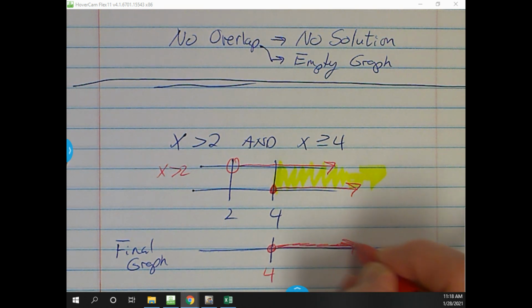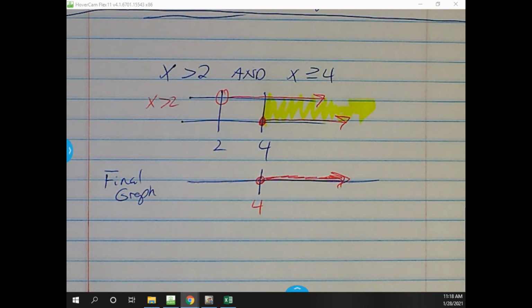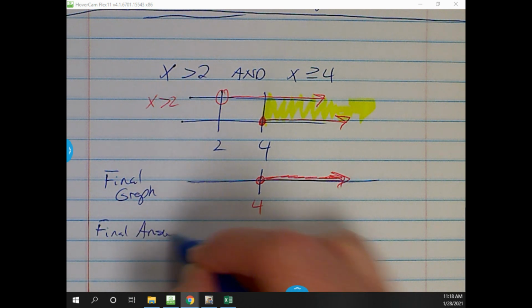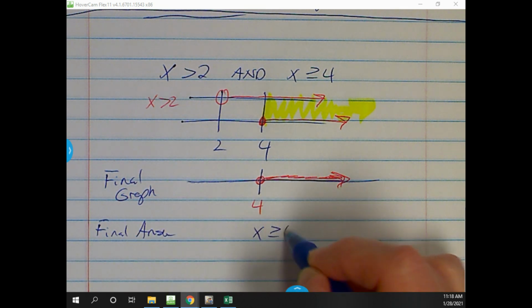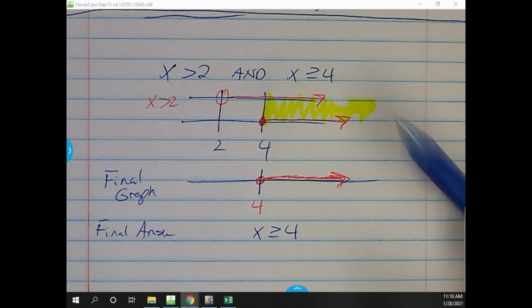Because that's where you would go for that part. Which means that if this was your final answer, it would just be x greater than or equal to 4. You wouldn't actually have to do an and statement on that one because you don't need both of them. You would just need the one part that would be there.